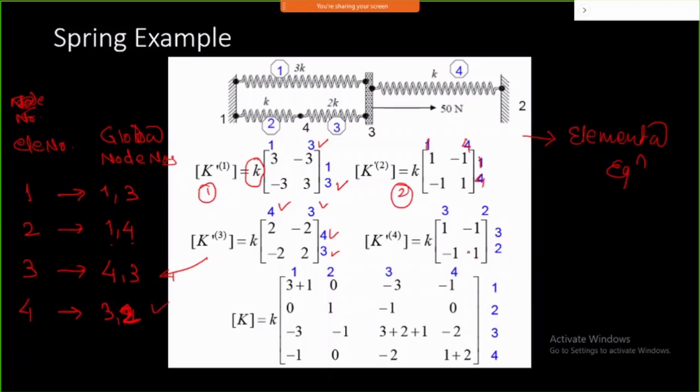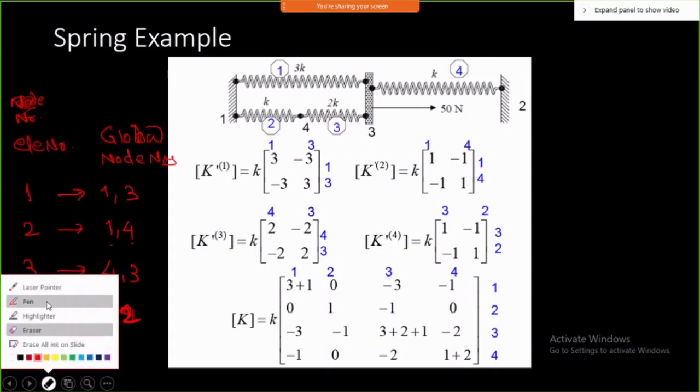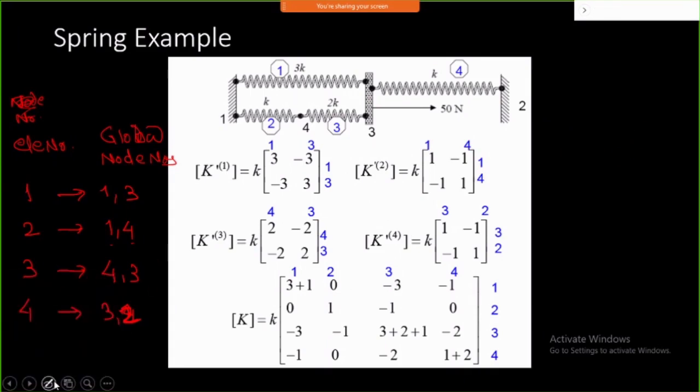So when we are going to assemble this, it is expected that I will just rub out some part of it so that I can mark something more onto this. And then here you can just observe one thing.